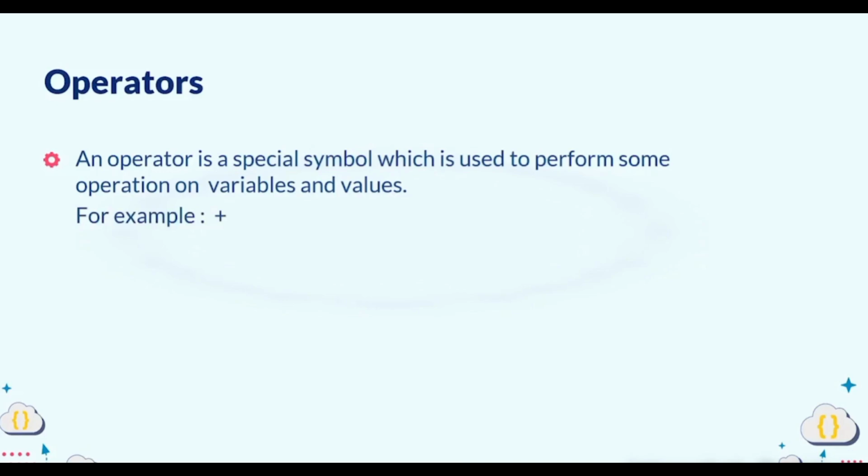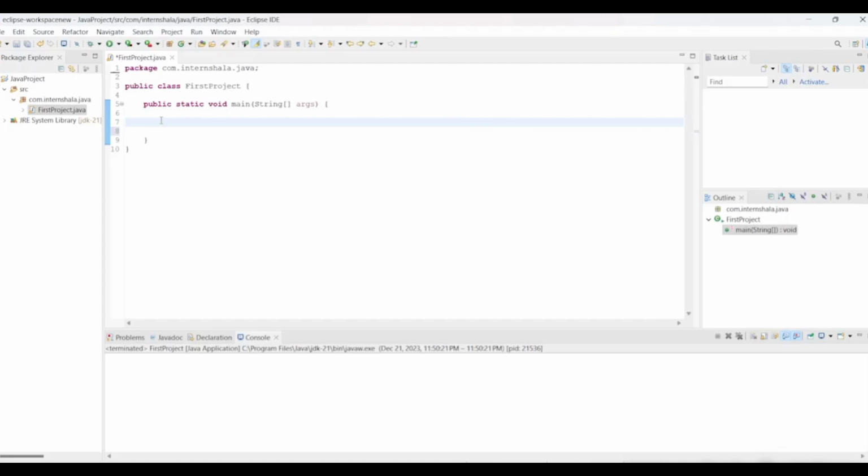Let us understand it with the help of an example in Eclipse IDE. Let us create two integer variables as int num1 and let's assign value 10 to it. Let's create another integer variable int num2 and assign 22. Now if we want to add these two values, we have to write the code statement as num1 plus num2 ended with semicolon. So what is plus over here?